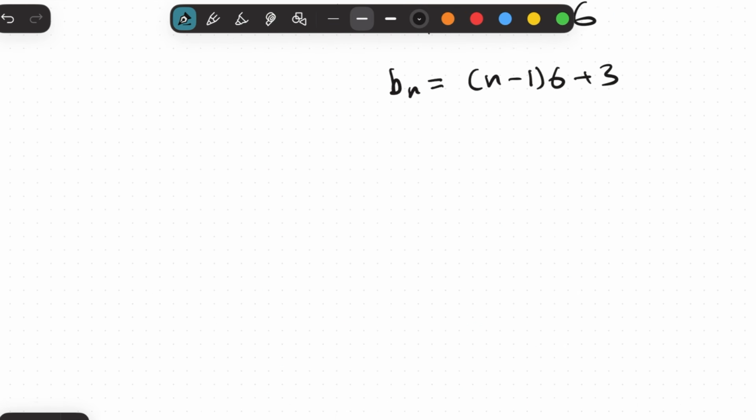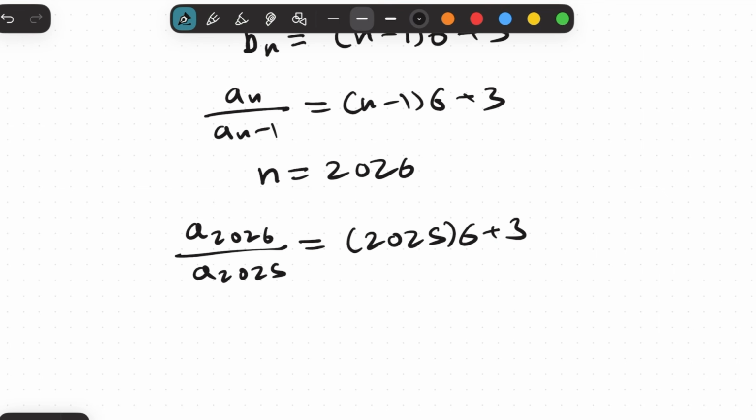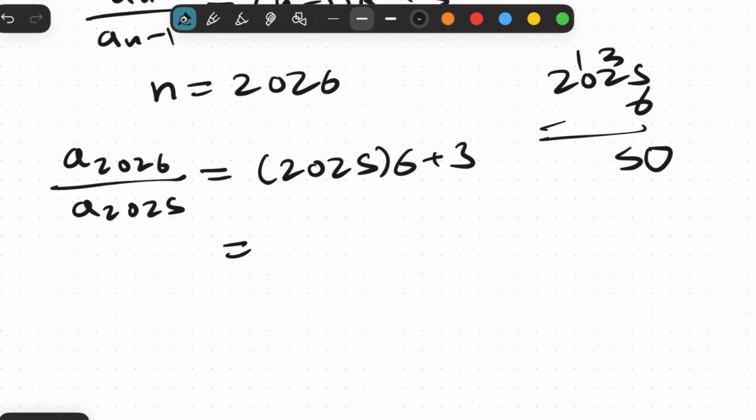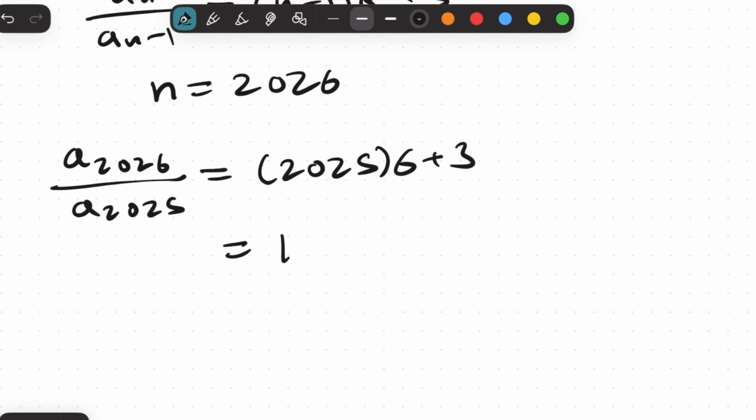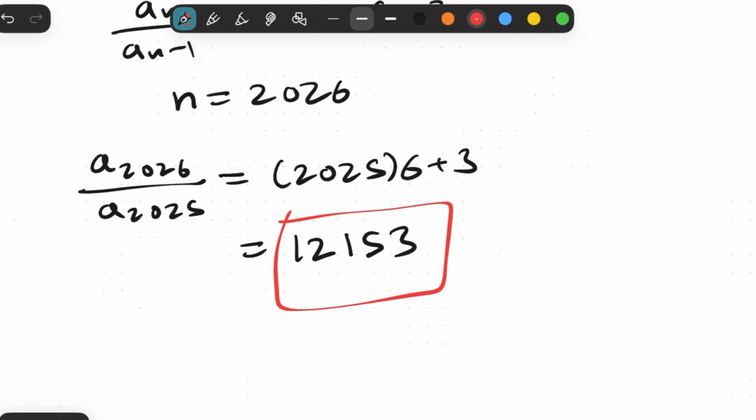So therefore, we just substitute that in. So that's an over a(n-1). And there we have it. All we need to do is to plug in n equal to 2026. That evaluates to 12153. And therefore, this is our final answer. Whew, a lot of work, right?